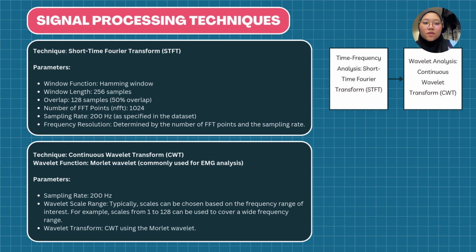For a more flexible time frequency analysis, we applied the continuous wavelet transform, or CWT. Using the mother wavelet and a scale range from 1 to 128, CWT allowed us to capture subtle variations in the frequency dynamics of the EMG signals. Both methods have their unique strengths. STFT provides fixed resolution in time and frequency, while CWT adapts to the signal.